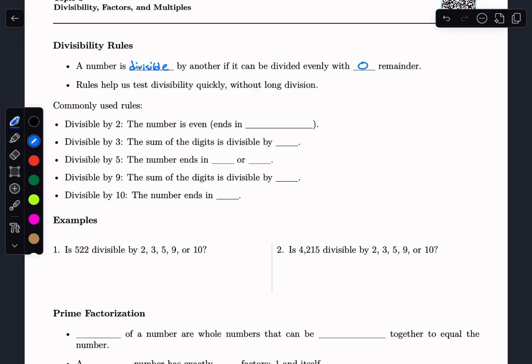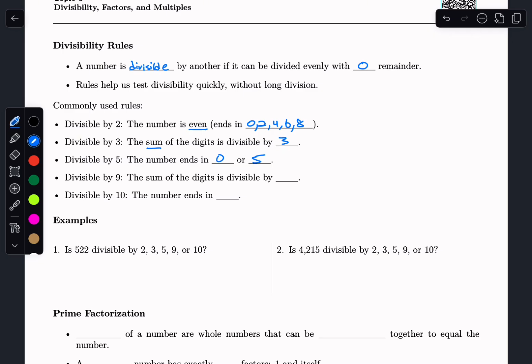A number is divisible by 2 if it is even, and even simply means that it ends in a 0, 2, 4, 6, or 8. So if it ends in any of those numbers, then it is divisible by 2. Divisible by 3 is if the sum of the digits is divisible by 3. Remember, sum means to add. So if you add up all the digits and that number is divisible by 3, then the entire number is divisible by 3. A number is divisible by 5 if it ends in a 0 or 5.